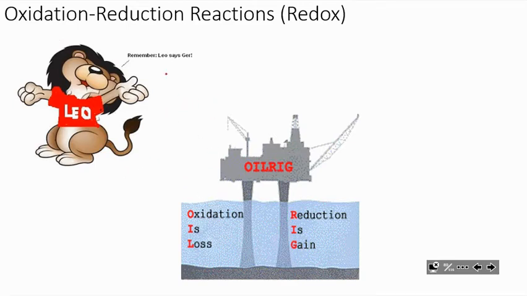So there's a couple acronyms that are very helpful with this. One of them is LEO says GER, which is loss equals oxidation and gain equals reduction. I use OIL RIG. It's just how I remember it. Oxidation is loss, reduction is gain. And they're talking about in terms of electrons here. Okay. So this is the one I use. You are welcome to use this one. Other people prefer that one, but this is the one that I will typically use throughout the year.